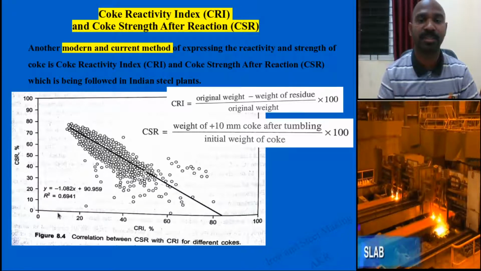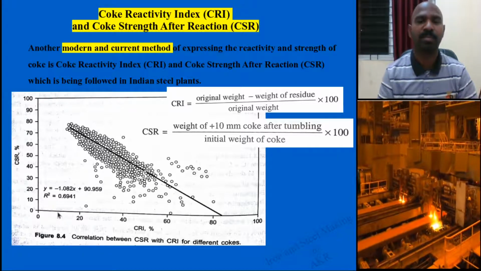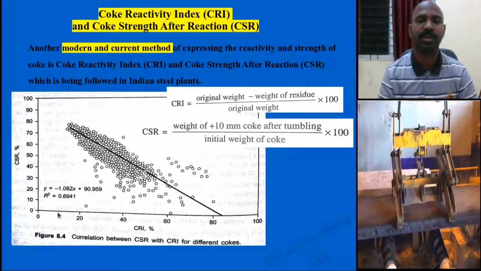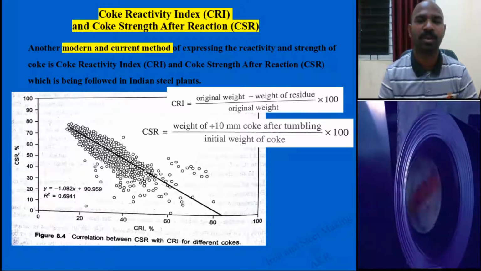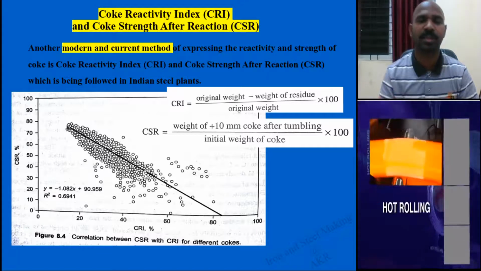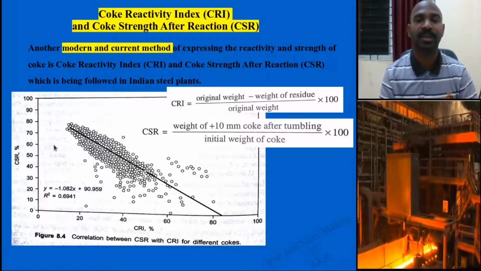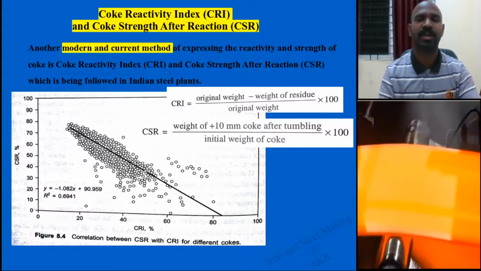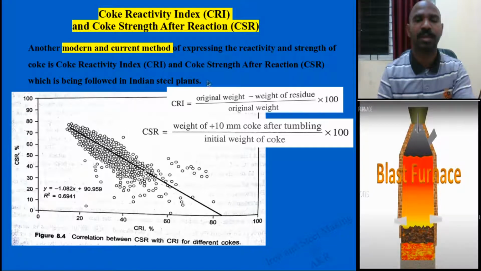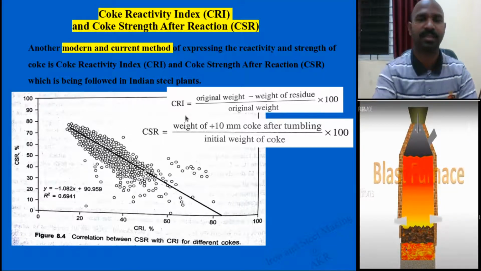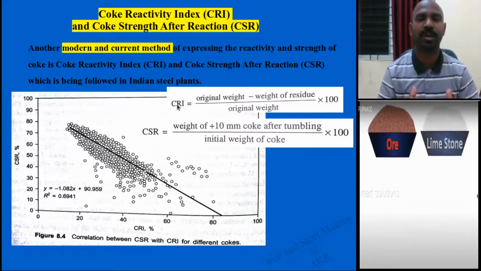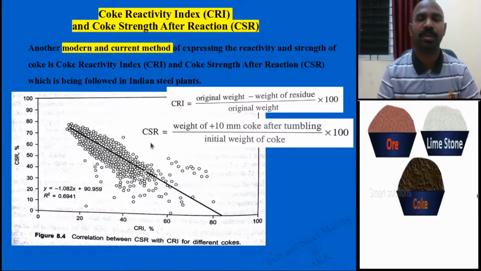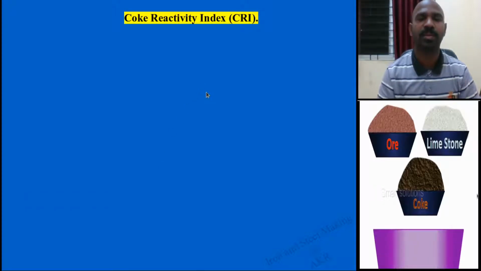Maximum coke reactivity is observed; a low coke reactivity of 10 is what is required, and a high strength of 80 percent is achieved. So using this graph one can select the coke using this particular calculation. Now I am going to tell you the standard procedure of calculating CRI and CSR. Now let me talk about coke reactivity index.